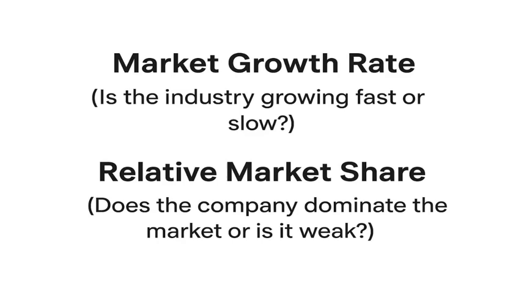So how do we calculate the market growth? Market growth is calculated by a formula: current market size minus original market size, divided by original market size, multiplied by 100, is equal to market growth. So in this way we can calculate the market growth.